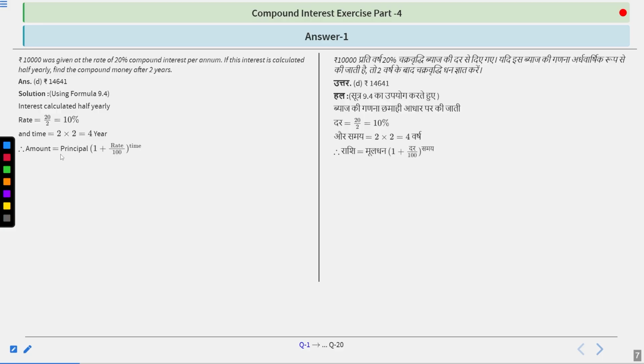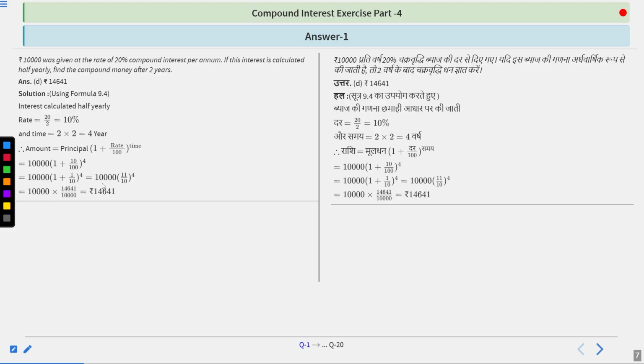Therefore, using formula 9.4, we know amount is equal to principal into (1 plus rate upon 100) whole power time. So putting the values of principal, rate and time, we get 10,000 into (1 plus 10 upon 100) whole power 4. That is going to be equal to 10,000 into (1 plus 10 upon 100 can be written as 1 plus 1 upon 10, and 1 plus 1 upon 10 is 11 upon 10) whole power 4. Therefore, 10,000 into 11 power 4 is 14,641 and 10 power 4 is 10,000. So that is equal to rupees 14,641. Option D is the correct answer.